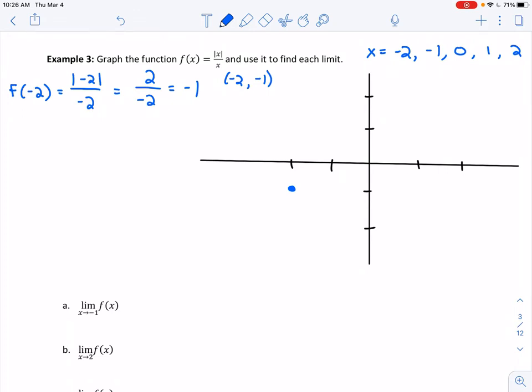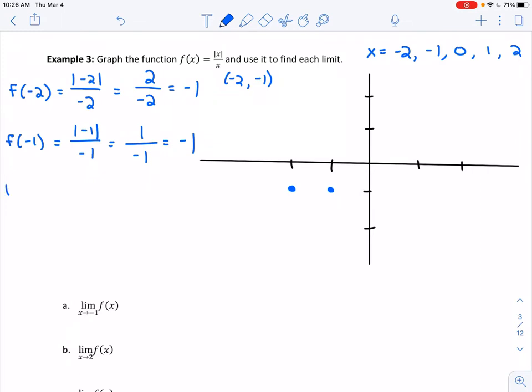And I'm just going to repeat this process a few more times with these other x values that we've chosen here. So how about -1 next? f of -1 is absolute value of -1 divided by -1. Again, absolute value of a negative number is going to give me back, in this case, a +1 over -1. And then dividing those two gives me -1 once again. So this time I have an x value of -1 and a y value of -1. I've got a point right here.